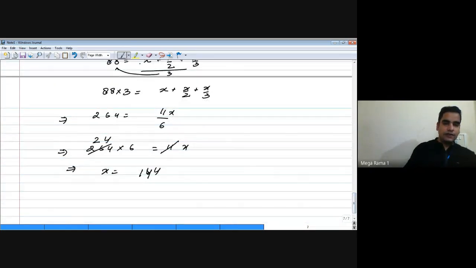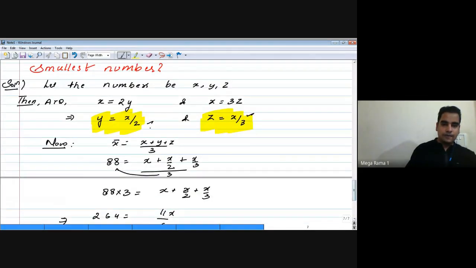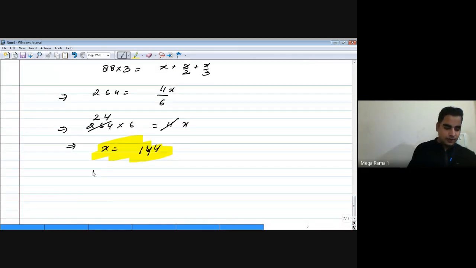Is that clear to everyone? That's the value of x I got. Now what is the value of y? Y is equal to x by 2 and z is equal to x by 3. Let us calculate them also. Y is x by 2, so x by 2 means 144 by 2. So that will give me 72.